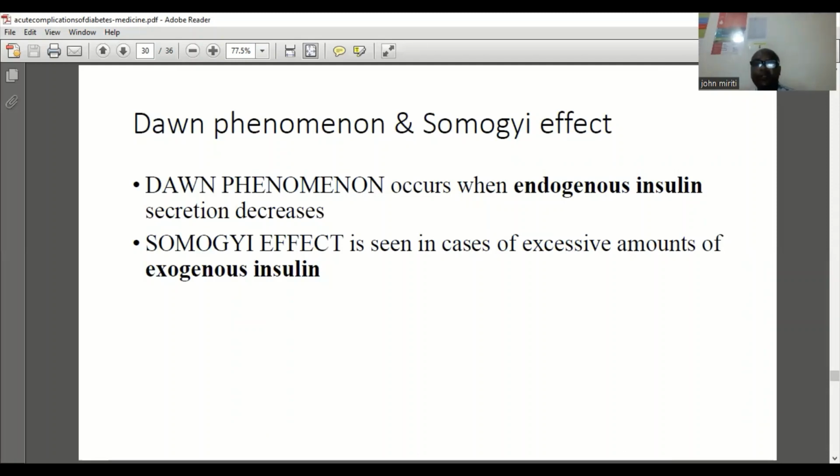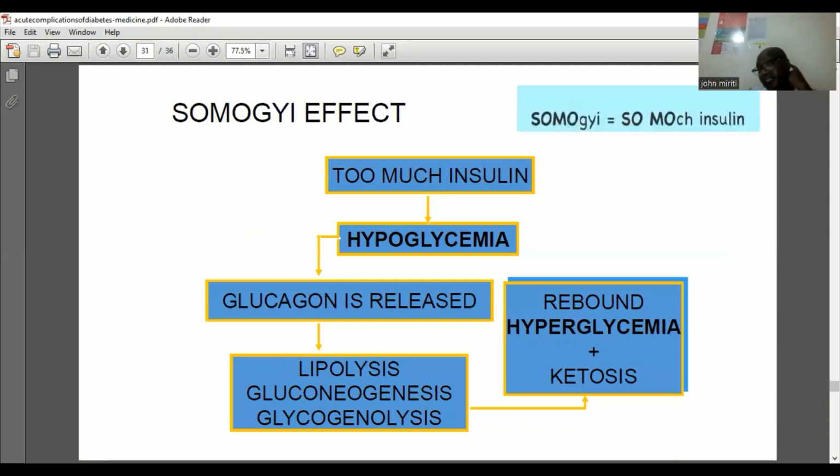Dawn phenomenon occurs when endogenous insulin secretion decreases, and the Somogyi effect is seen in cases where an excessive amount of exogenous insulin is given. So let us see the Somogyi effect. The Somogyi effect is so much insulin. That was the reason why it was called the Somogyi effect.